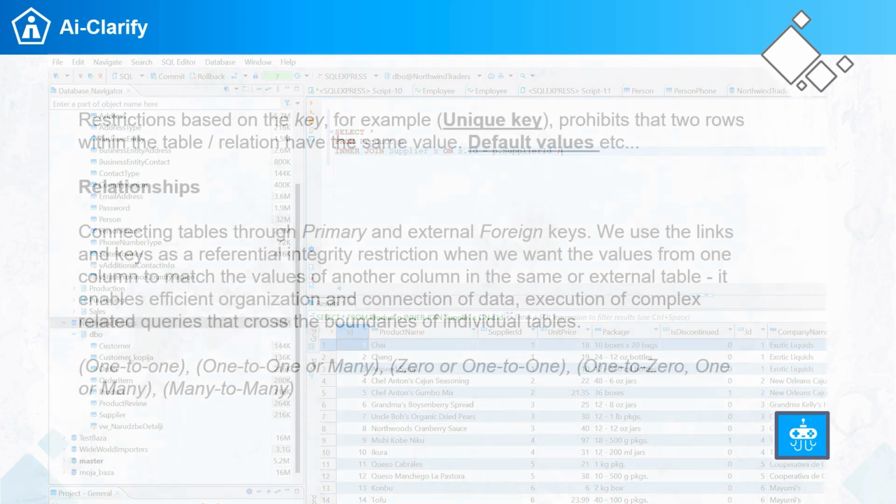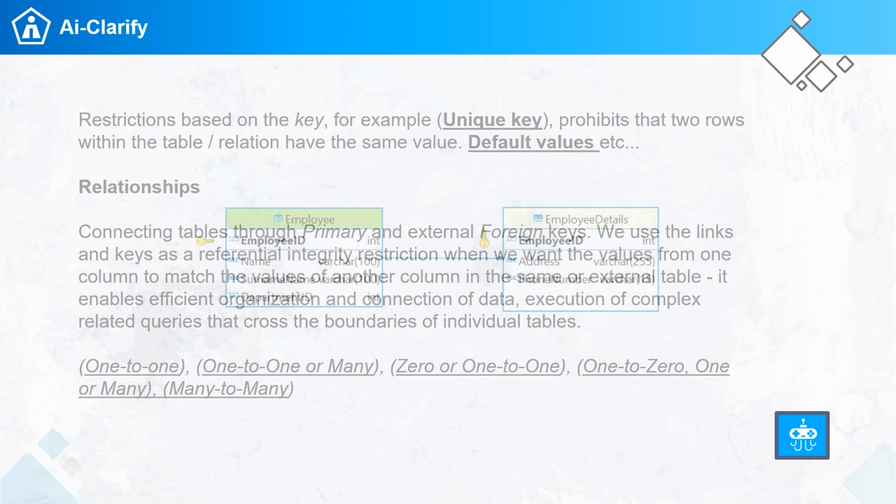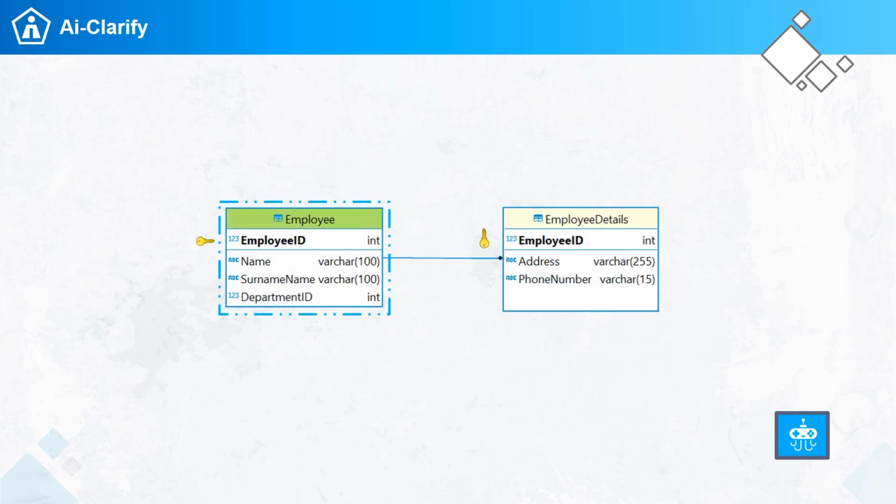So, according to the number of maximum possible entity occurrences we have in parent and child tables, possible relations between the tables are 1-to-1, 1-to-1 or many, 0 or 1-to-1, 1-to-0, 1 or many and many-to-many. So for example, if we have a single occurrence for entity employees, and a single occurrence in the table employee details, it means we are forming a 1-to-1 relationship.